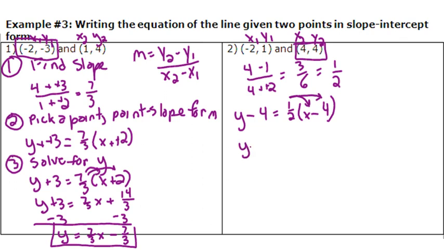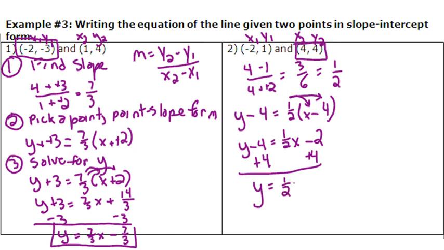I have y minus 4 equals 1/2 x, 1/2 times negative 4 is negative 2, so minus 2. And then I solve for y by adding 4. So negative 2 plus 4 is positive 2. So I get y equals 1/2 x plus 2. And that's my answer.